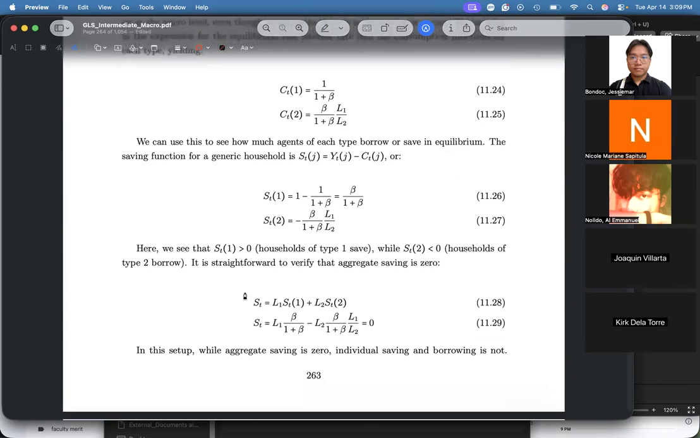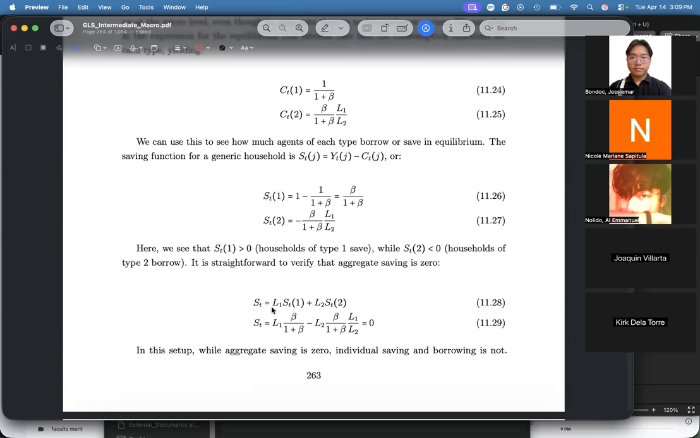This naman is your aggregate saving, okay? Because now you have L1 units of agent 1, L2 units, or not units, count, number of households of agent 2 times the saving per household of agent 2.